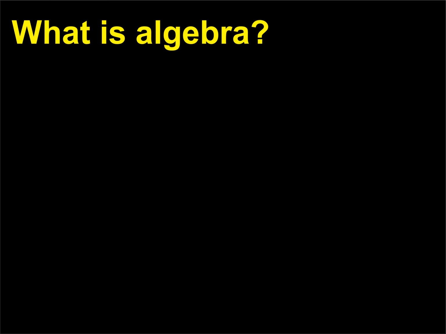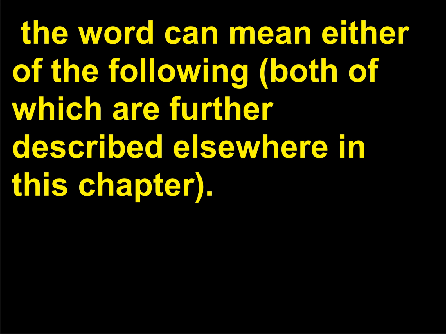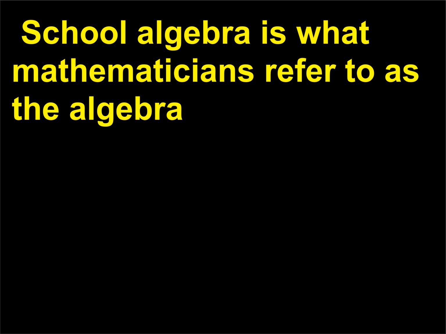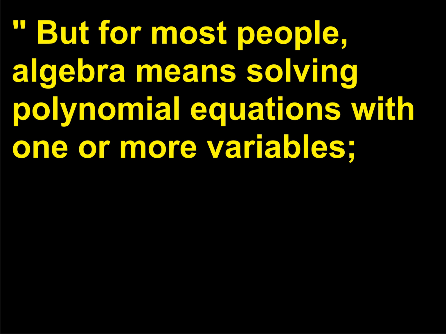What is algebra? Depending on whether one is a student or professional mathematician, the word can mean either of the following, both of which are further described elsewhere in this chapter. School algebra is what mathematicians refer to as the algebra we learn in middle and high school and call arithmetic. But for most people, algebra means solving polynomial equations with one or more variables.